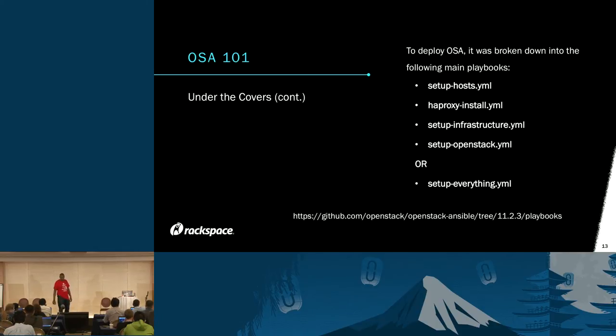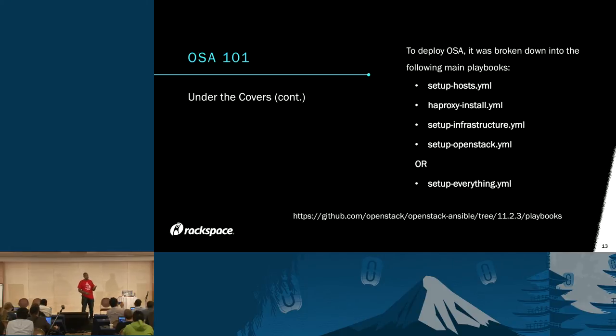So here's some more under the cover stuff. OSA is basically broken down into four main playbooks, one of those being optional. The HA proxy playbook is an optional playbook. Reason being is that with OSA, it's intended to deploy with multiple controllers in an active-active format, meaning it's meant for you to have multiple controllers all being active at one time. And that's accomplished because there is a load balancer put in front of those services. You can use a physical load balancer, like your F5s or what have you, or you can use HA proxy. If you decide to use HA proxy, you can use that playbook to actually set up HA proxy for you.